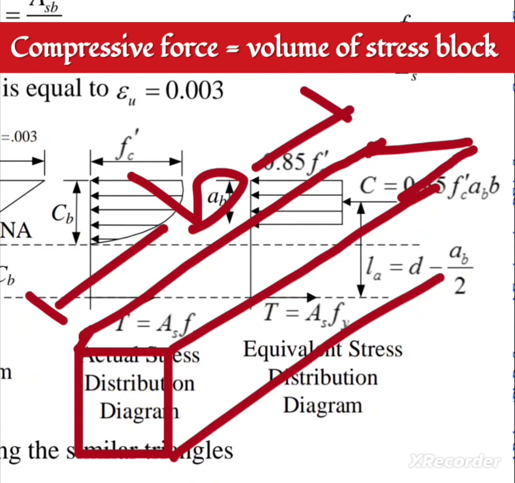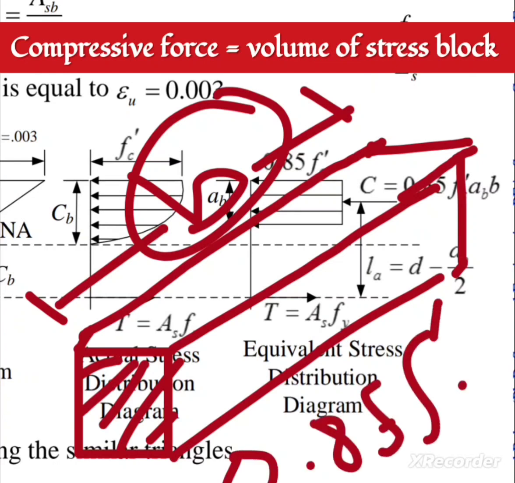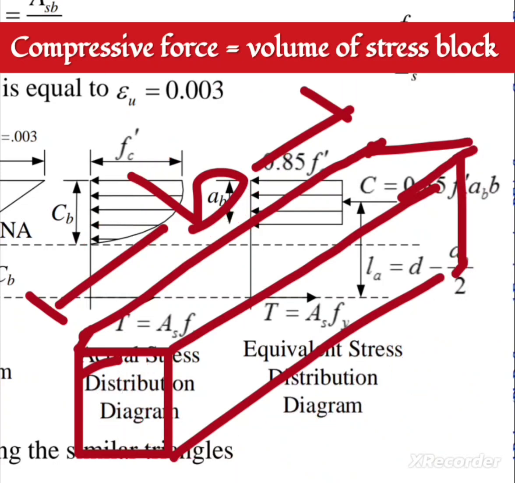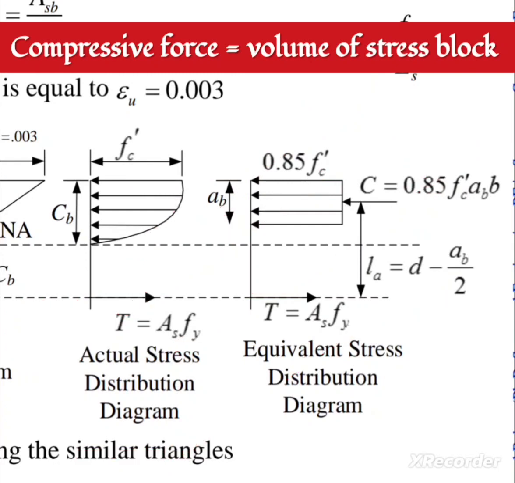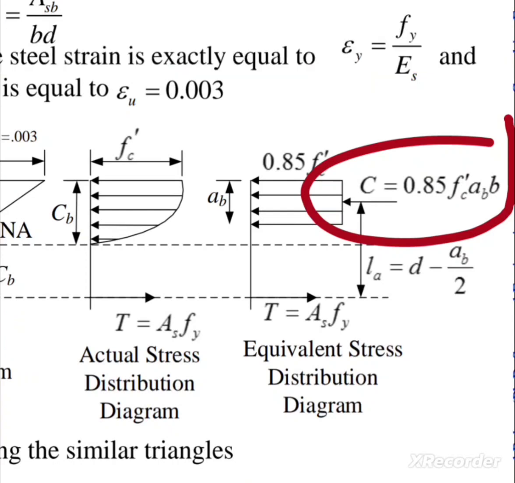So if I want to find the volume of this cuboid, I multiply this cross section by this length. The area of this cross section is 0.85 multiplied by f'(c) A. A multiplied by this length B. So the compressive force of this whole block will be equal to 0.85 times f'(c) AB. You can clearly see that the magnitude of the equivalent compressive force will be 0.85 times f'(c) AB. This is a very important result of the Whitney stress block.